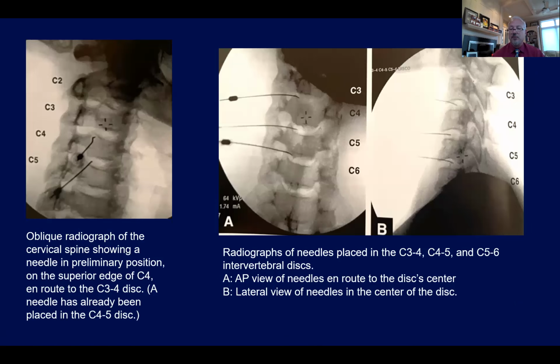Several more images of 3 needles placed, C3-4, C4-5, and C5-6. The first view is a lateral oblique view, once again demonstrating the needles entering the disc. Here's an AP view and a lateral view. This is prior to the injection of contrast, and you can see that the needles are nicely situated in the central portions of the disc.